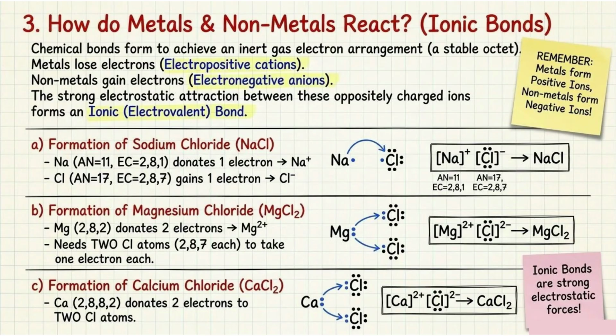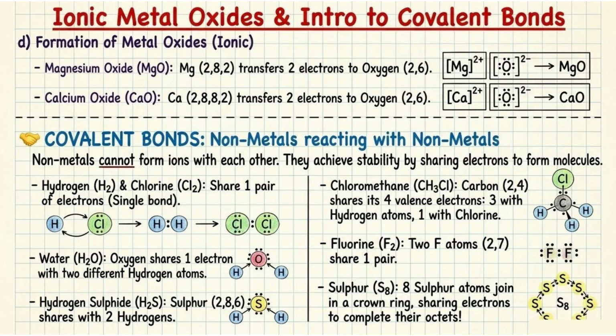Calcium chloride, CaCl2, works exactly the same way. Calcium donates its 2 outer electrons to 2 chlorines. We also see this in ionic metal oxides. Like for magnesium oxide, MgO, magnesium transfers its 2 outer electrons directly to a single oxygen atom because oxygen needs exactly 2 to finish its shell. We get Mg2+ and O2-. In calcium oxide, CaO, it is exactly the same transfer.